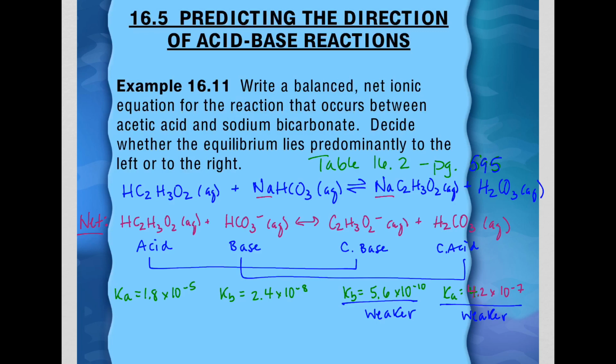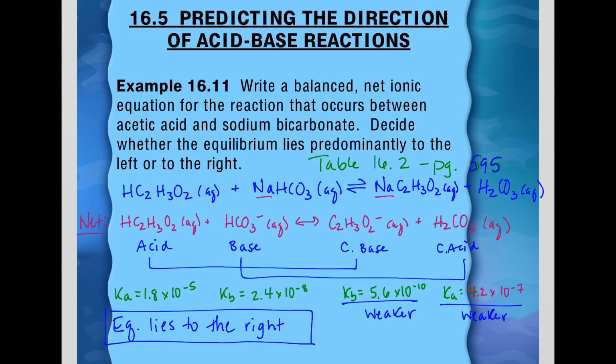So all in all, because they're both on that side, we could say that the equilibrium lies to the right. So in other words, it's going to shift towards the products. So if you're determining equilibrium shift directions for acids and bases, it's just a matter of comparing the Ka's and Kb's and looking for the weaker side. So that now concludes section 16.5 as well as 16.4.